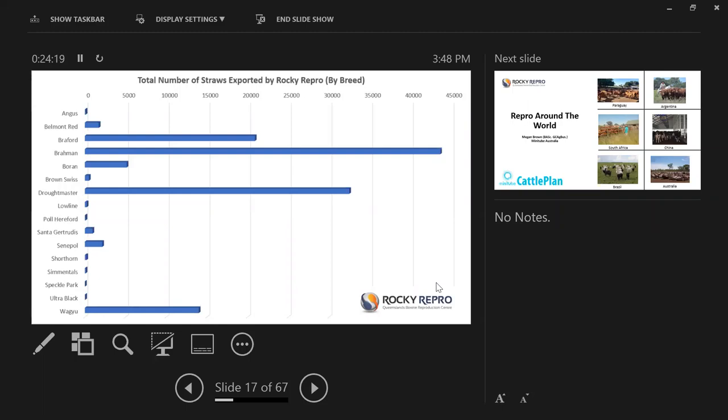So it's just interesting to show you that there is a lot of other breed demand around the world. And yeah, to look at the data and see where it's going is quite interesting. But now that we know Rocky Repro sends so much product overseas, let's find out what it gets used for.